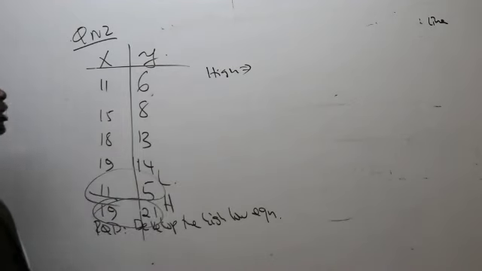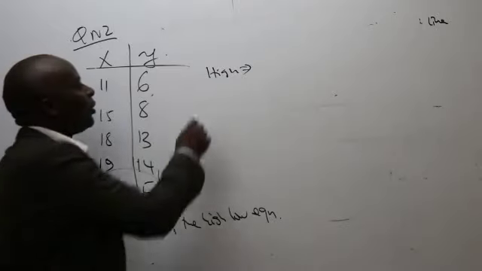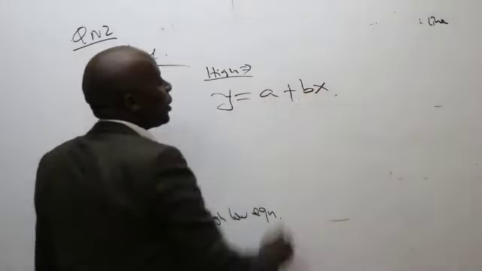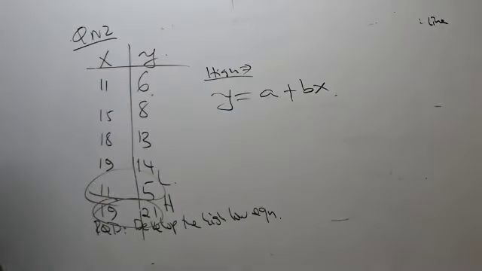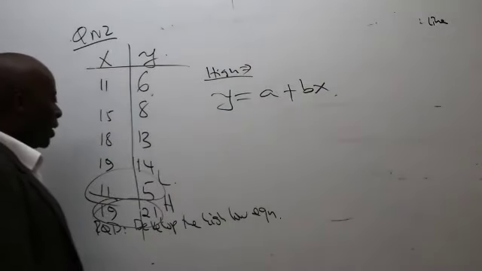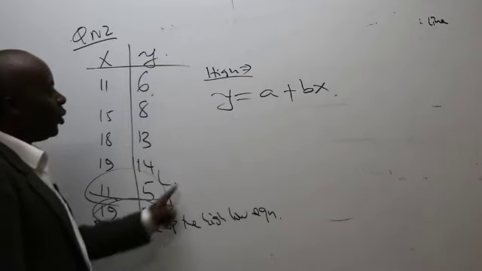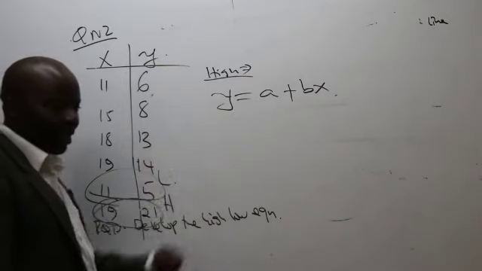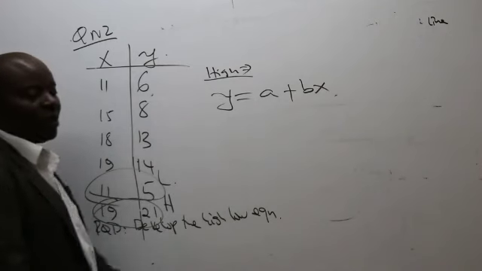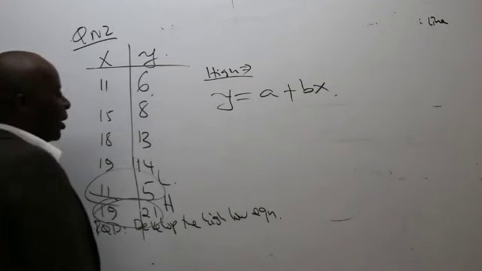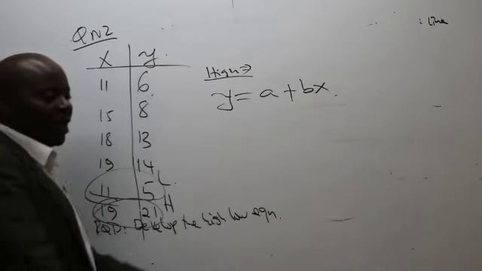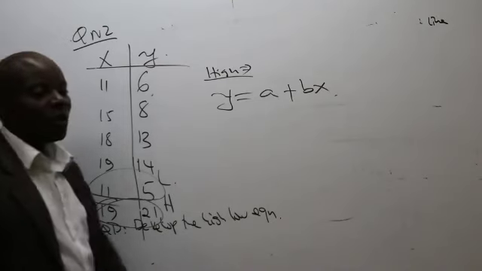Now, having, ladies and gentlemen, discovered that, I know the next thing should be to develop the equations. So we have here y equals a plus bx. So in this case here, using the high, could you kindly give me the first equation now? We normally start with the high. Using the high, how will the first equation look like?